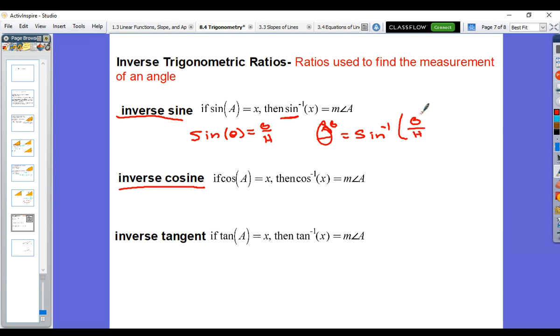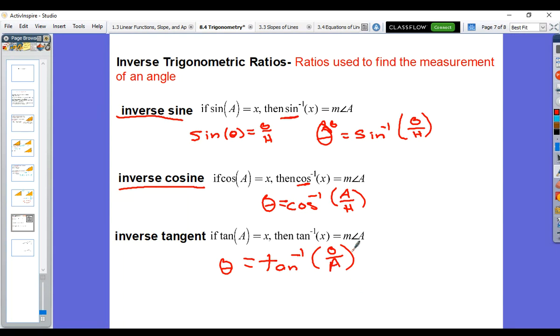It's the same concept with cosine and tangent. Theta equals the inverse cosine of adjacent over hypotenuse. These are the same parts that cosine uses, so they are the same parts that inverse cosine will use. And for tangent, inverse tangent, theta equals opposite over adjacent. So let's try that out.